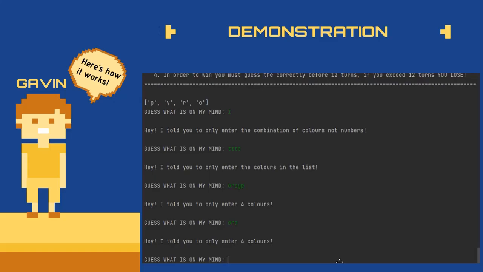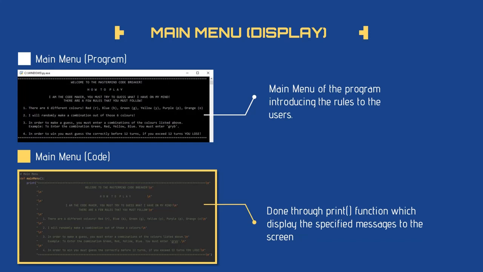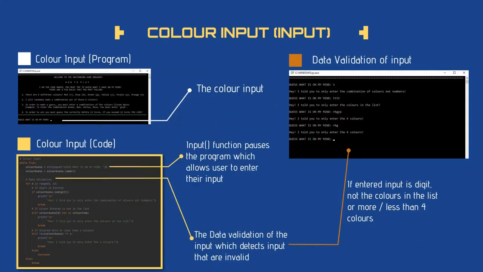Moving on to the codes. First, I'll be showing all the display and input codes. The first display code is the main menu, which introduces the rules to the user. This is done through the print function, which displays the specified messages to the screen. Next is the color input. It utilizes the input function to pause the program, which allows users to enter their guesses.